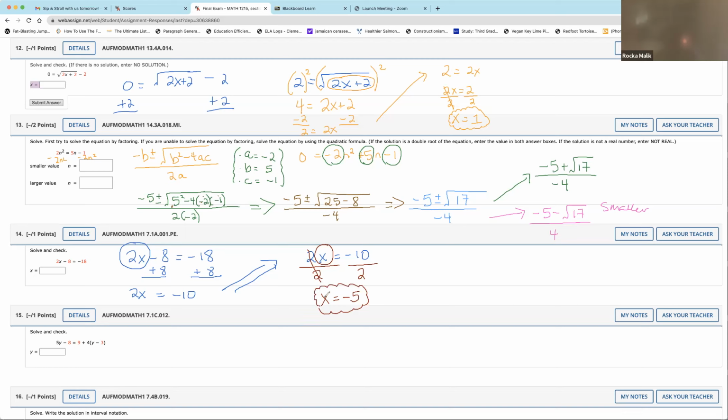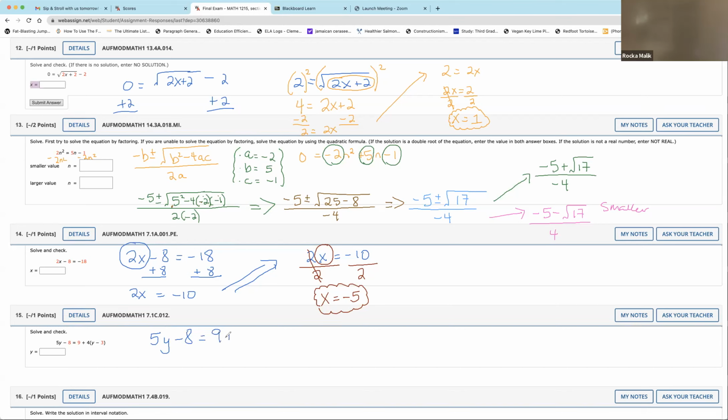I said I didn't want to check it. I don't want to check it. I just want to do the problems. Solve and check. Not going to check, just going to solve. I'm going to rewrite it bigger, so I can start.